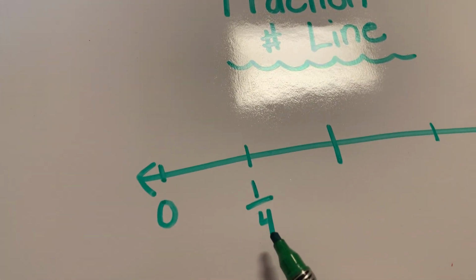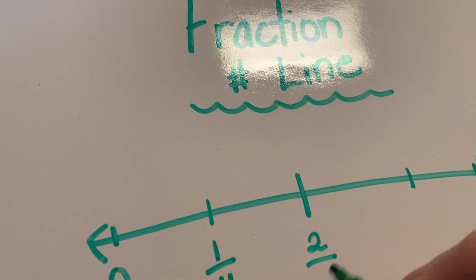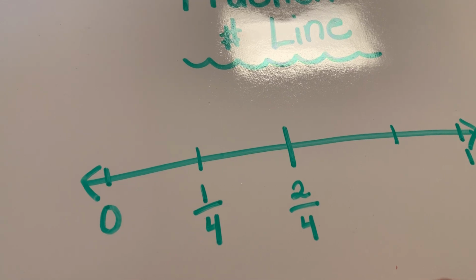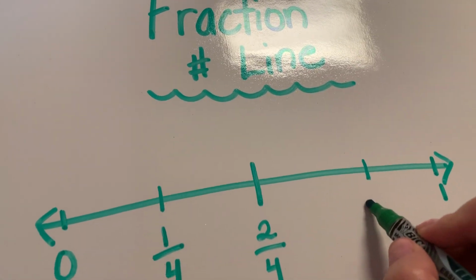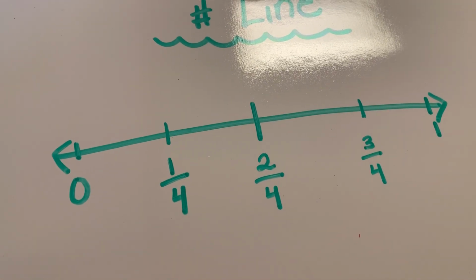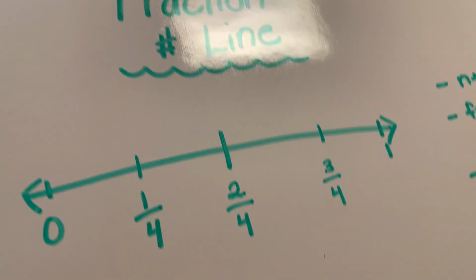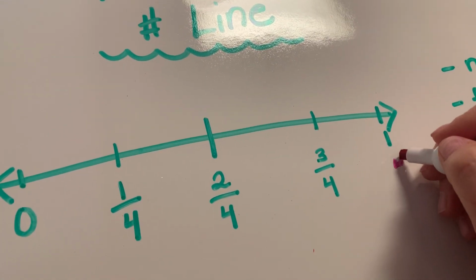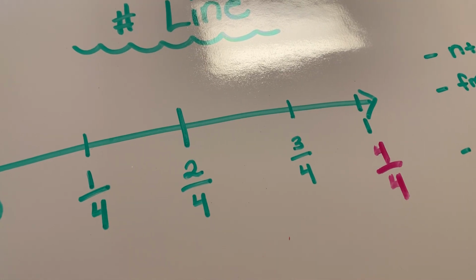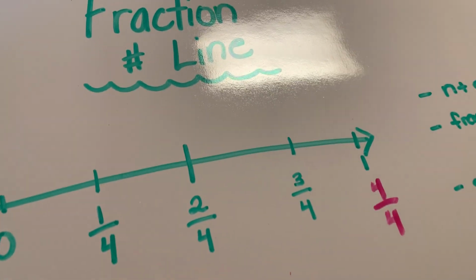If that's 1/4, this has got to be 2/4 because that's the halfway mark. Just like a number line, 1, 2, 3, 4, but now we have denominators. Now we're going to go ahead and we're going to plot 3/4 here. Okay? And then the 1 is really representing 4/4. Okay? If you were to divide 4 by 4, 4 divided by 4, it equals 1.